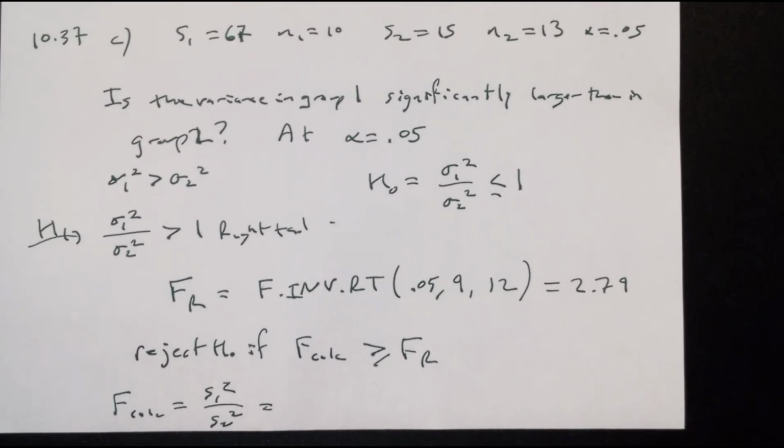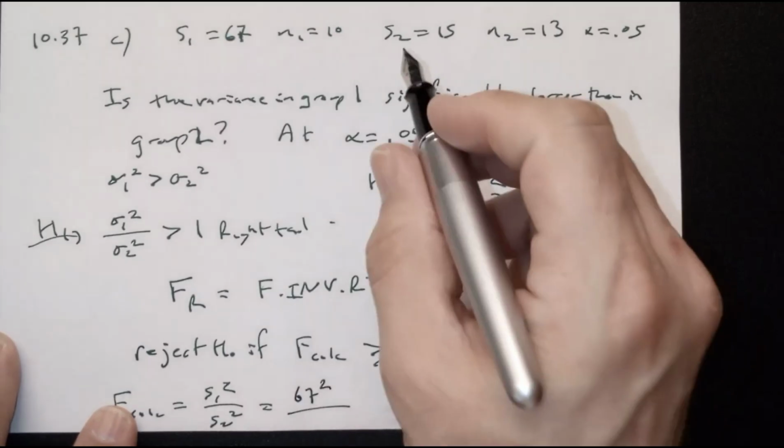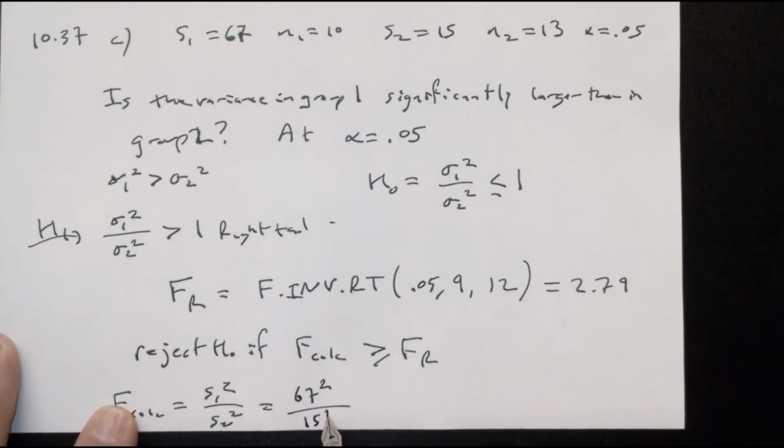S1 is 67, so I'm going to have 67 squared. S2 is 15, so I'm going to have 15 squared. Notice I'm squaring both the top and bottom of the fraction. So I could just do 67 over 15 and then square the whole thing. What do you get?